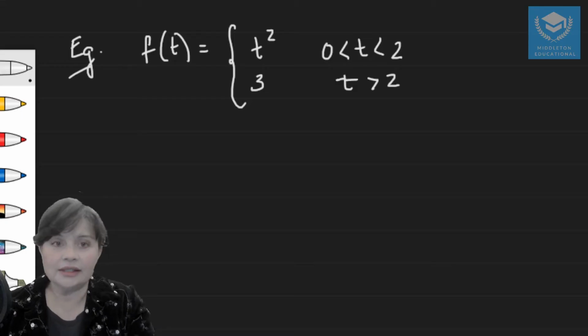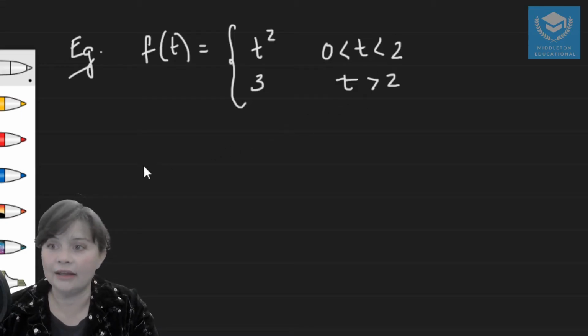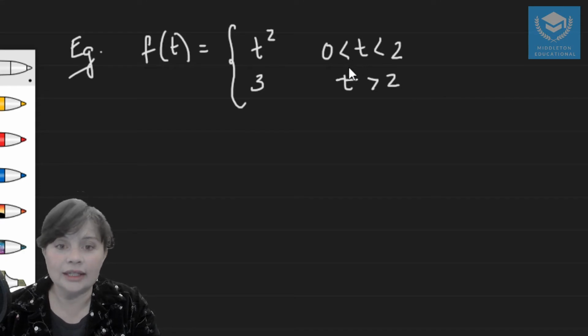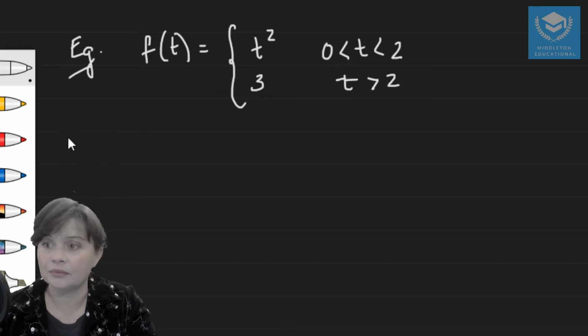In this video, we're going to be looking at another example of how to find the Laplace transform of the Heaviside step function. So here's the example we've got. We have a discontinuous function where it is either t squared or 3 depending on what's happening with t. So let us first convert this into the Heaviside step function.